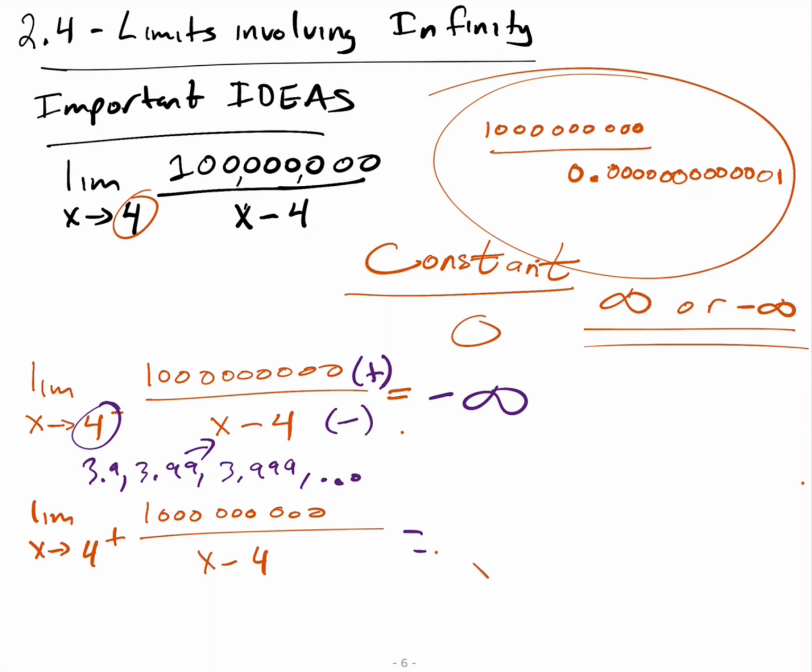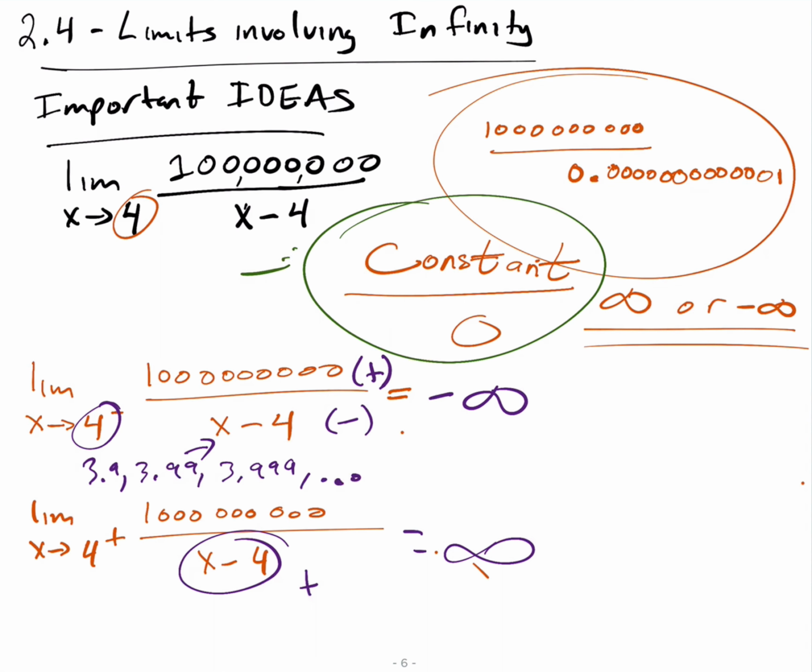If you use the same thought process here, what is this going to be? X minus 4 is going to be positive, so this is going towards positive infinity. And that's all you need to do. Once you know that it's infinity or negative infinity, this tells you that you have a vertical asymptote, right? Then you need to figure out which way it's going. Is it going to positive infinity or negative infinity? Does that make sense? That's kind of the overall idea.